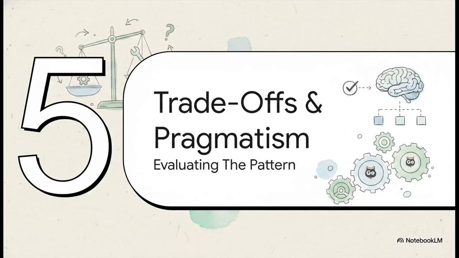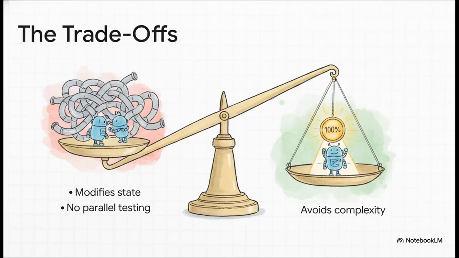Section 5. Trade-offs and pragmatism. So you might be wondering, why would a developer consciously choose this hacky pattern over something a bit more robust? Well, every engineering decision has trade-offs, right? On the downside, this technique modifies global state, which means it will absolutely break parallel test execution. If you have 2 tests running at the exact same time, and they both try to monkey patch os.Exit, you are going to end up with a highly chaotic race condition.